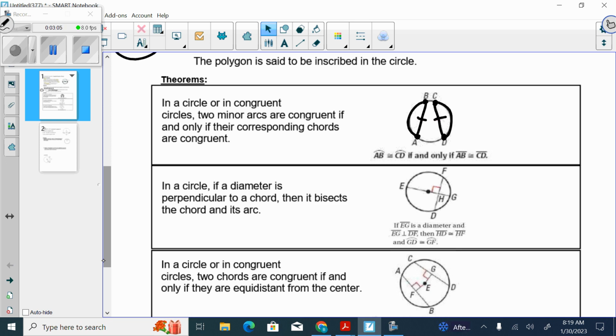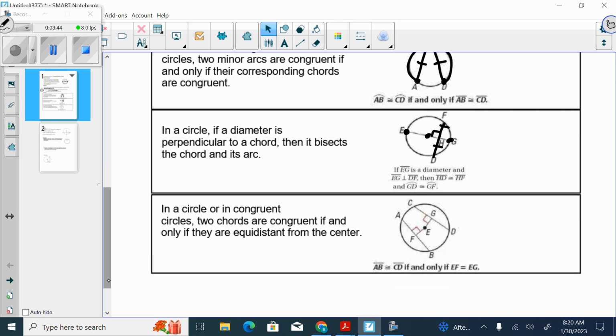The second one says, in a circle, if you have a diameter, which remember is a chord that goes through the center, if it's perpendicular to a chord, so you know that it forms that right angle with some other chord, they're telling you that it bisects the chord. What does bisect mean? Very good. So this chord has been split into 2 congruent pieces because it's perpendicular. So if you know that it forms that 90-degree angle, you're going to know that those 2 pieces are congruent in size. Okay?